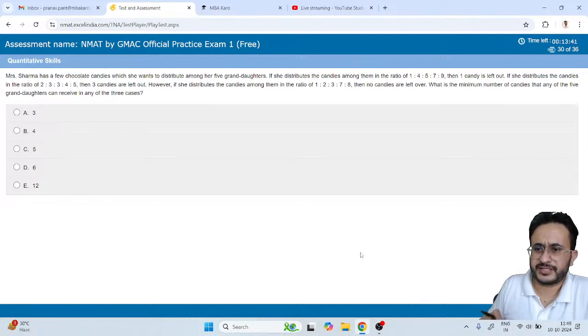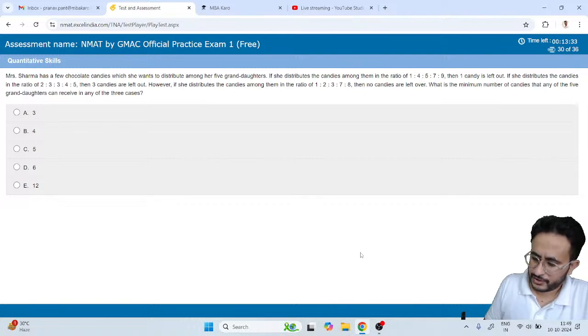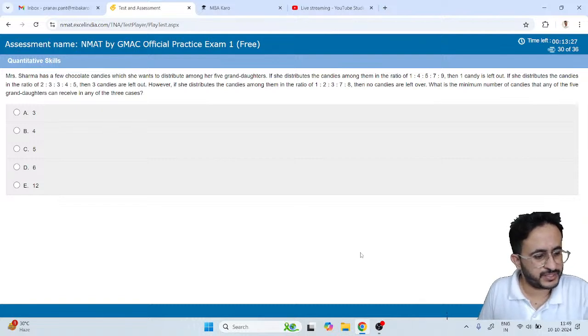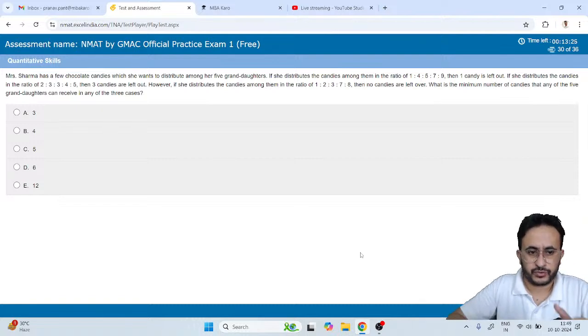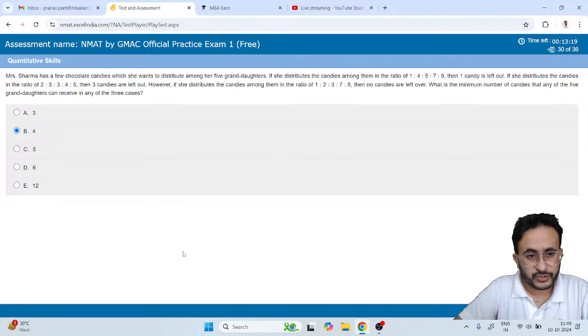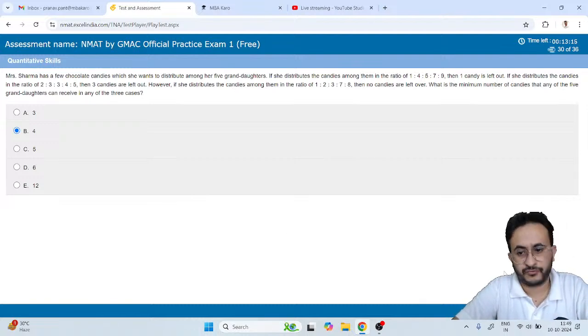It is asking what is the minimum number of candies that any of the 5 granddaughters can receive in any of the 3 cases. So obviously in the first case we are getting the ratio as 1. When you divide by 26, we are giving 4, as 26 into 4 is 104. So the minimum will be 4. In the last case we are dividing 105 into 21 parts, so 5 is coming. So in the first case we have to tell the minimum, that is 4.